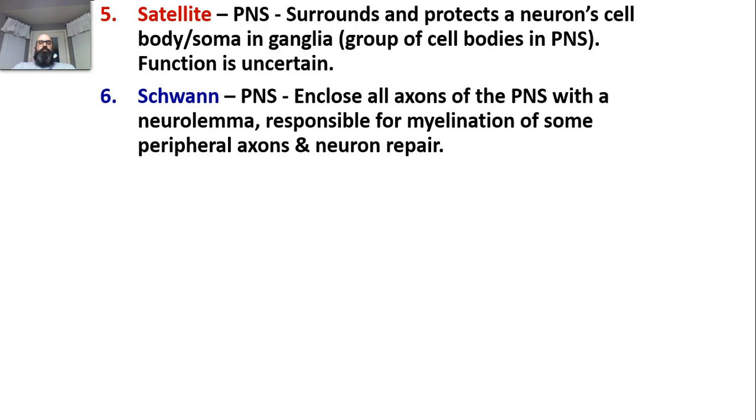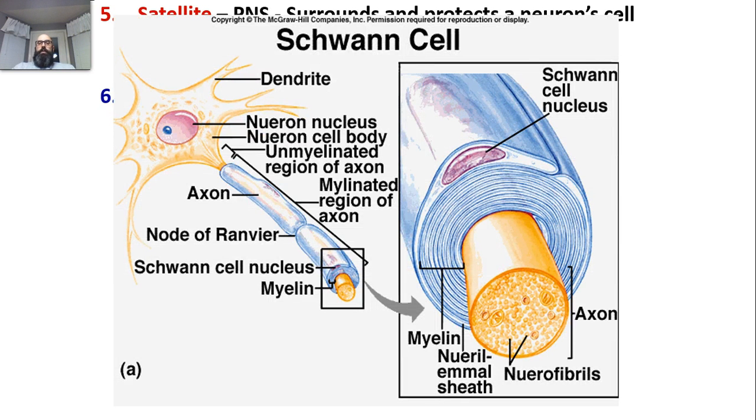So let's talk about Schwann cells. Satellite and Schwann cells, particularly in the peripheral nervous system, enclose all the axons of the peripheral nervous system with the neurolemma, which, remember, is the cell membrane of neurons. And what they do is they're responsible for producing the myelin of peripheral axons and for repairing neurons whenever possible. So if you look at the axon here, there's a very small purple section here, which is magnified right here. What it does is it produces, that Schwann cell nucleus produces all of this myelin and neurolemmal sheath that actually surrounds the axon.